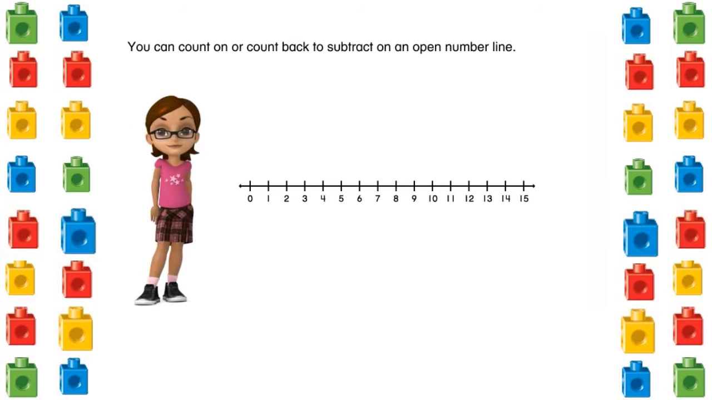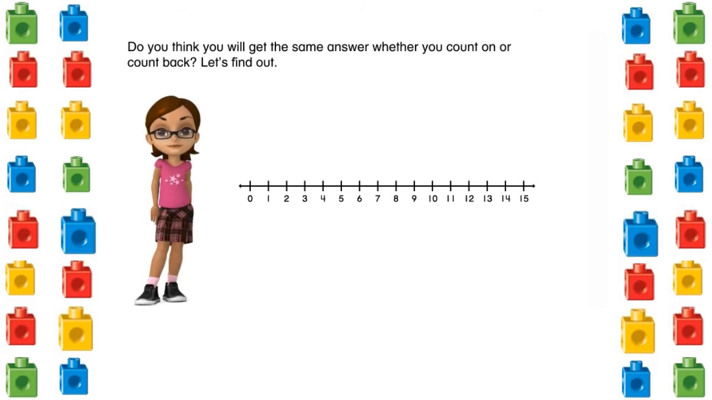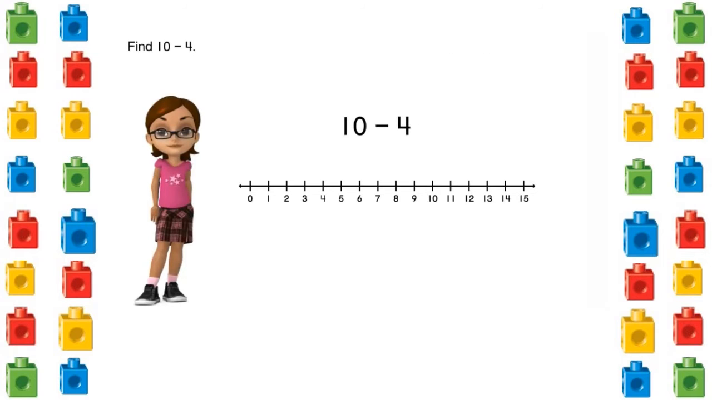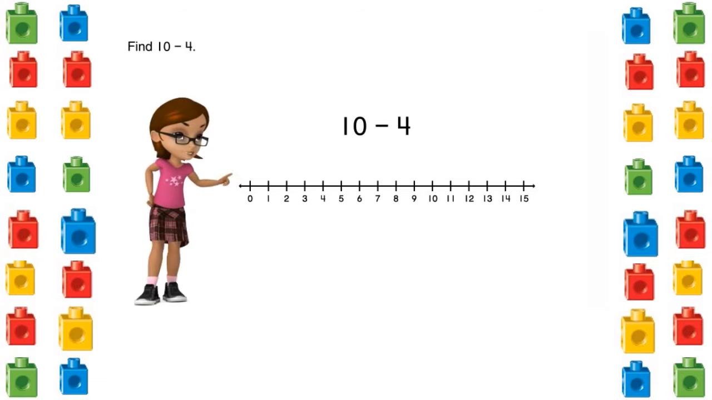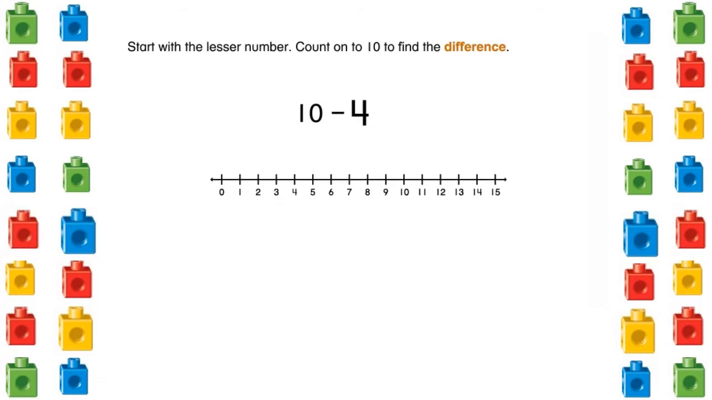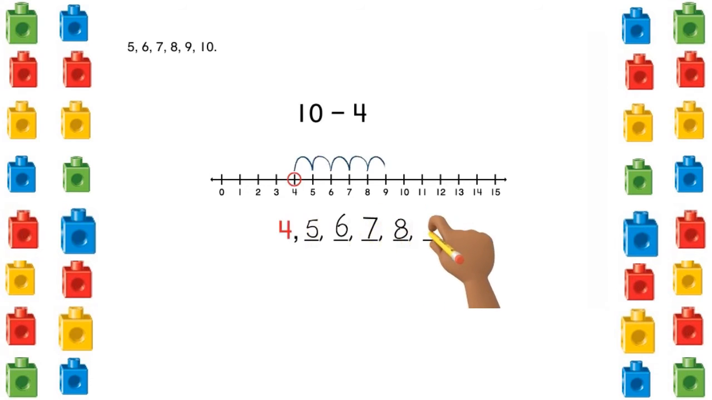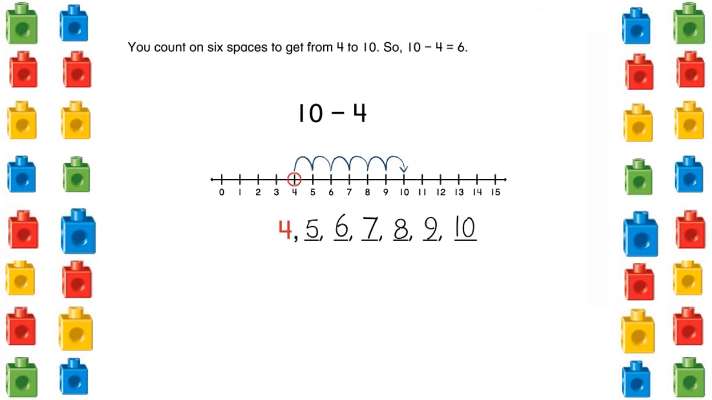You can count on or count back to subtract on an open number line. Do you think you will get the same answer whether you count on or count back? Let's find out. Find 10 minus 4. You can count on to subtract. Draw each move as you count. Start with the lesser number. Count on to 10 to find the difference. 5, 6, 7, 8, 9, 10. You count on 6 spaces to get from 4 to 10. So 10 minus 4 equals 6.